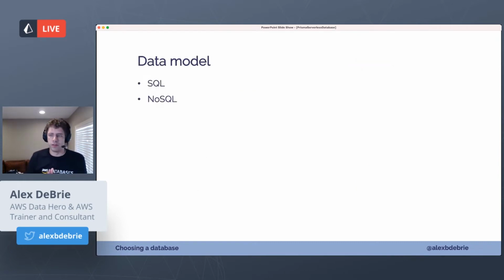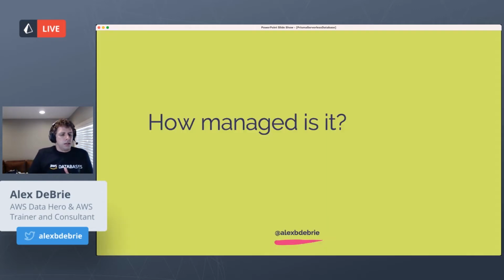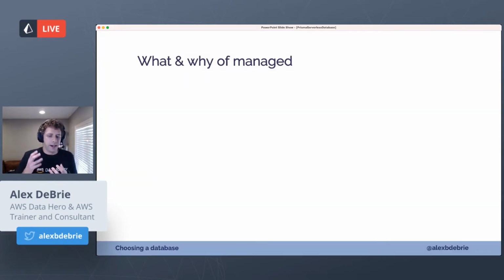Again, SQL, NoSQL going to be the 2 different types of data models you can think about. Let's look at our first factor that you really want to consider, and that factor is how managed is it? And to do that, before we get into it, I want to talk about what I mean when I'm talking about managed and why that's so important in your serverless applications, why people are really liking that.